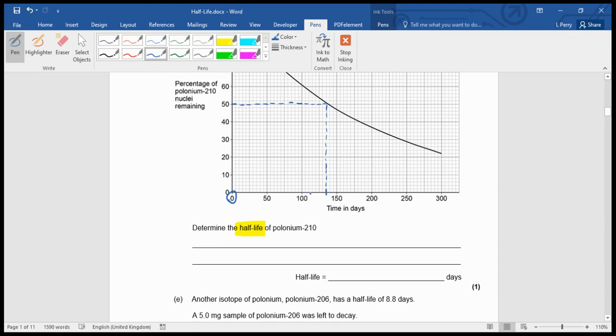So I'm going to need to work out what each of these squares represent. I'll do a guess and I'll check. So 100, I'm going to guess 10, so 110, 120, 130, 140, 150. Right, that can't be right because 150 is over here. So I'll go up in fives. 105, 110, 115, 120, 125, 130, 135. And just to check, 140, 145, 150. Right, so yeah, I'm right. It goes up in fives. So it took 135 days to halve. So as soon as it asked me to determine the half-life, I'm finding how long it took to halve.